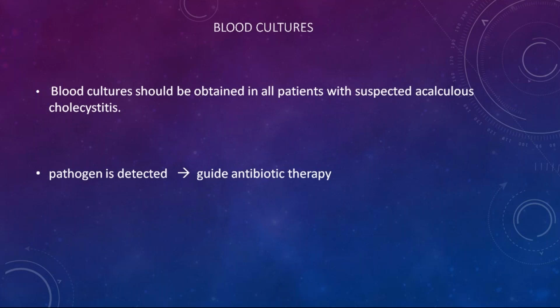Again, blood culture can give you a picture of sepsis. So it is one of the investigations which you can order. If the blood culture comes positive with a specific organism, for example E. coli, Pseudomonas and Enterococcus faecalis, then depending on the organism isolated in the culture, you can guide the antibiotic therapy.